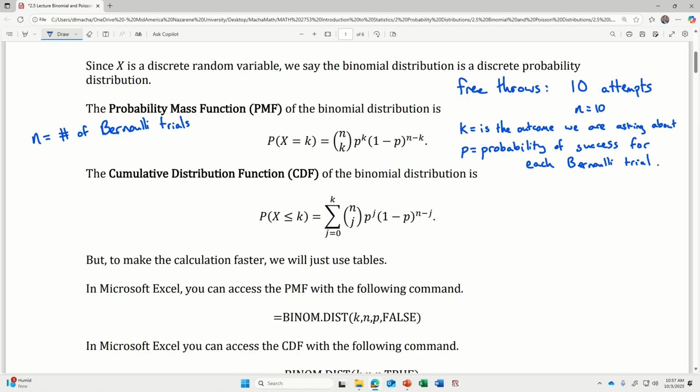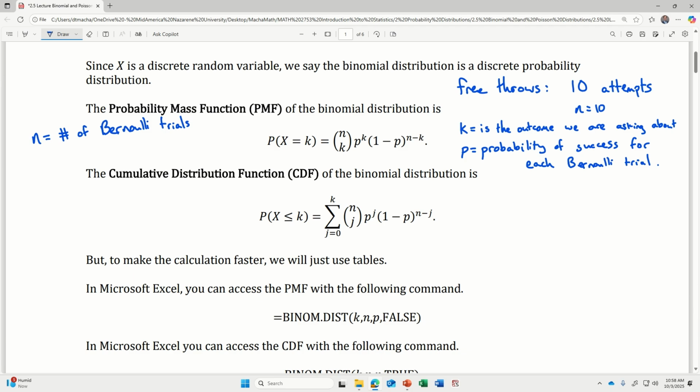Because if I were talking about n equals 10 different attempted free throws, and I want to know the probability that I make exactly 5 free throws, this n choose k, that binomial coefficient, is going to be 10 choose 5, because there are 10 choose 5 different ways that I could make 5 out of 10 free throws. Maybe I make 5 in a row, and then I miss 5 in a row. Or maybe I miss 5 in a row and then I make 5 in a row. Or maybe I make all of the odd numbered free throws or all of the even numbered free throws. There's a bunch of different ways you could do that, and to count how many different ways there are, I would use n choose k.